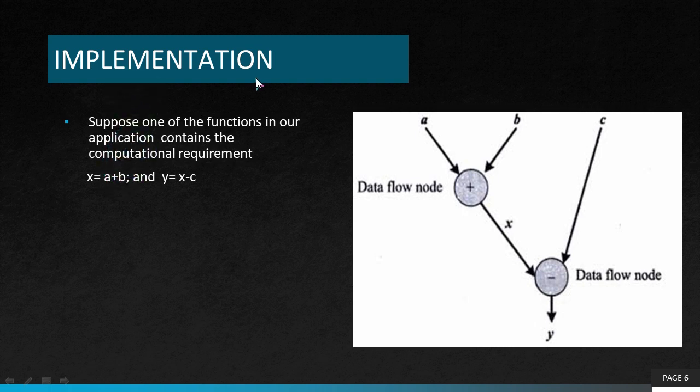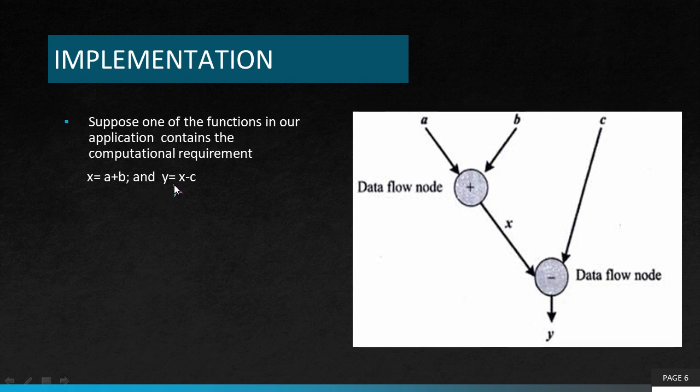Then about the implementation part, suppose one of the functions in our application contains the computational requirement x equal to a plus b and y equal to x minus c. The first one is x equal to a plus b. Here a and b are the inputs. So a and b are represented using inward arrows, and are given to a process or an operation which is represented by a circle or block. This is known as a data flow node. So a plus b gives x.